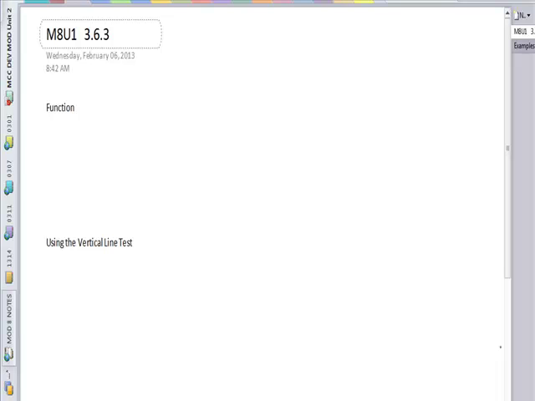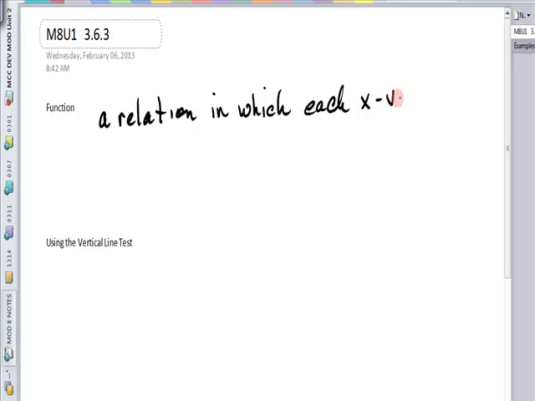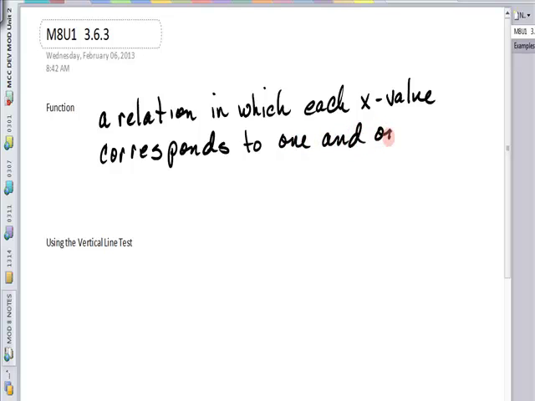In the previous lessons, we've been talking about functions. We talked about a relation, which was a set of ordered pairs, and then we talked about a function, which is a relation in which each x value corresponds to one and only one y value.